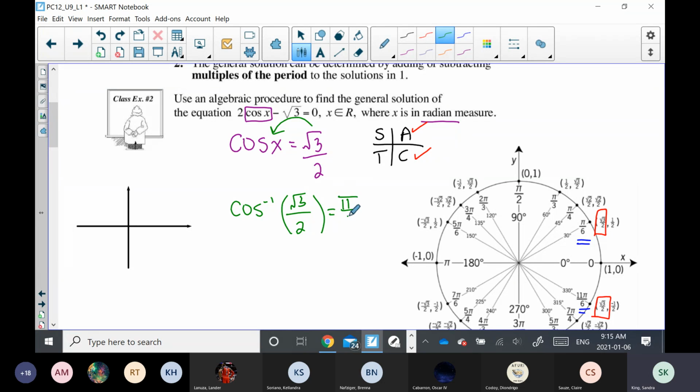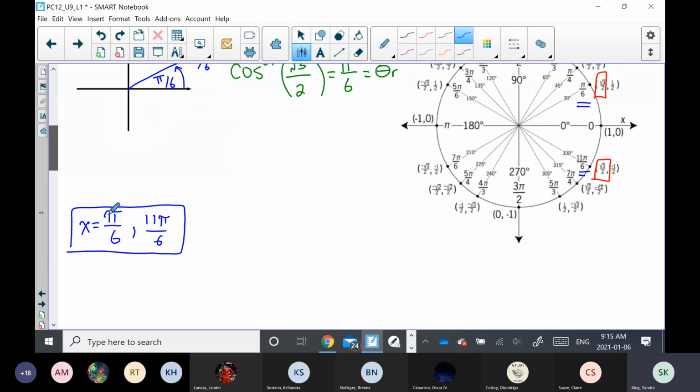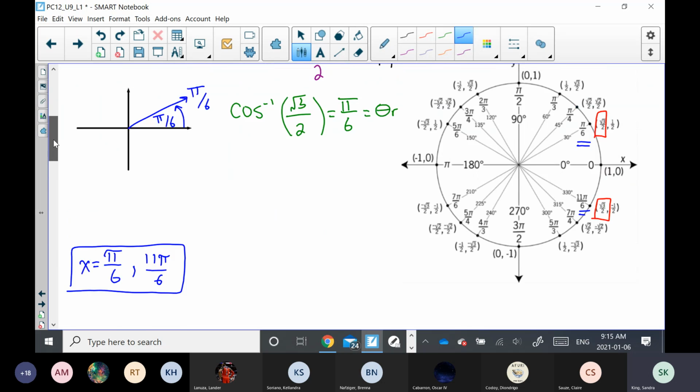So write down pi/6, and make sure you always write down when you do the inverse cos that always gives you your reference angle. You then take your reference angle of pi/6 and put it into each of the 2 quadrants where the solution is. One of my solutions is here, and because we're in quadrant 1, I don't need to do any work because the reference angle is equal to the rotational angle. So in quadrant 1, my answer is just pi/6.